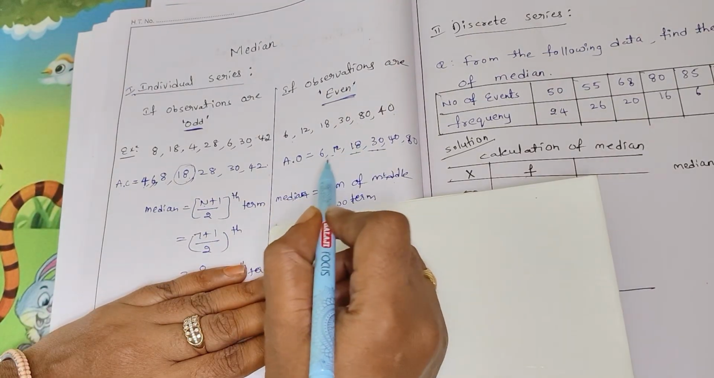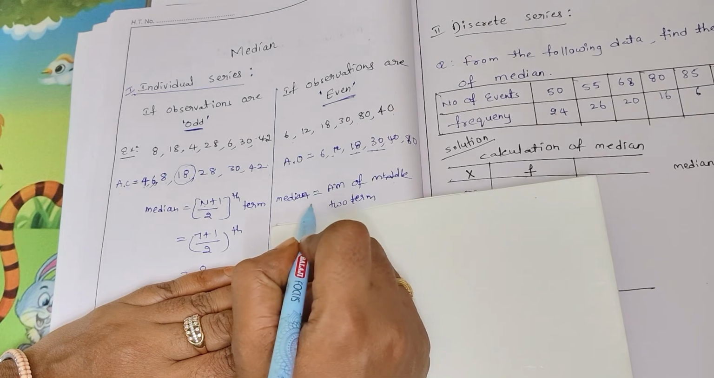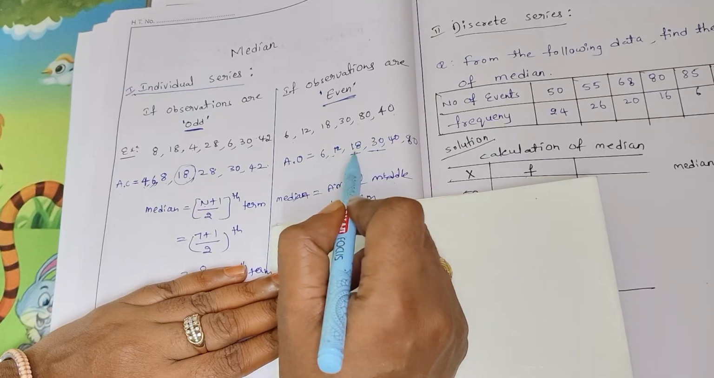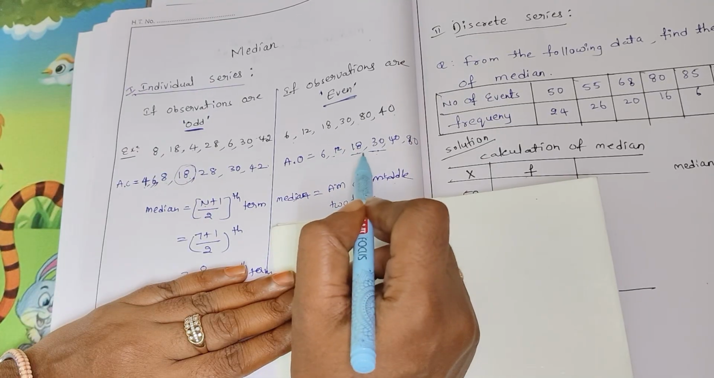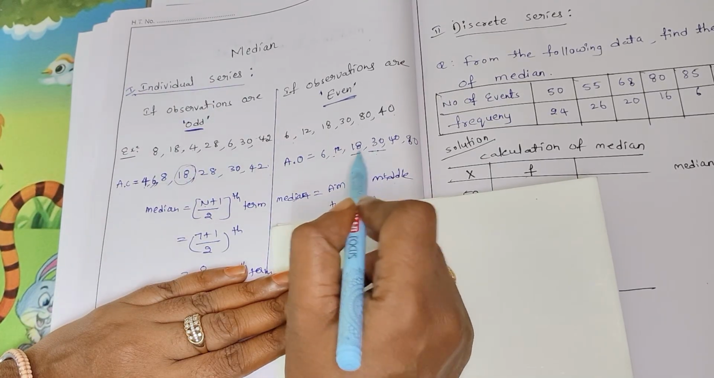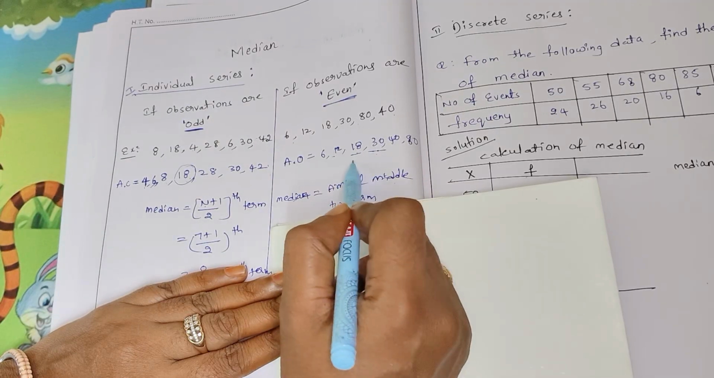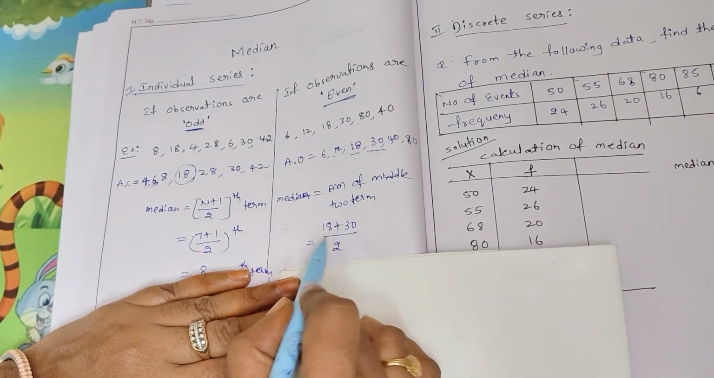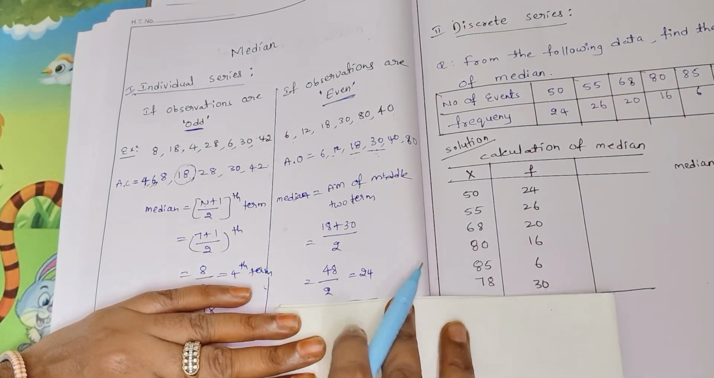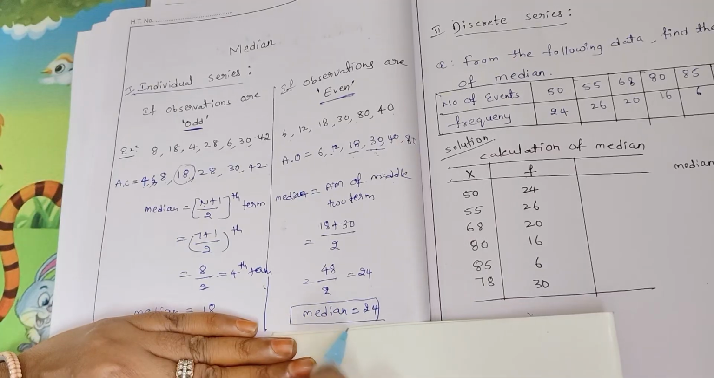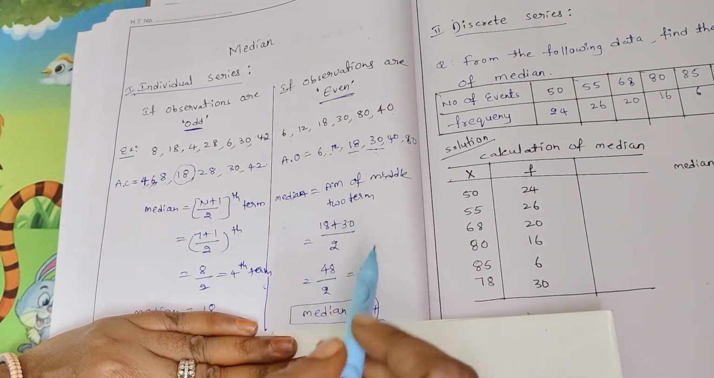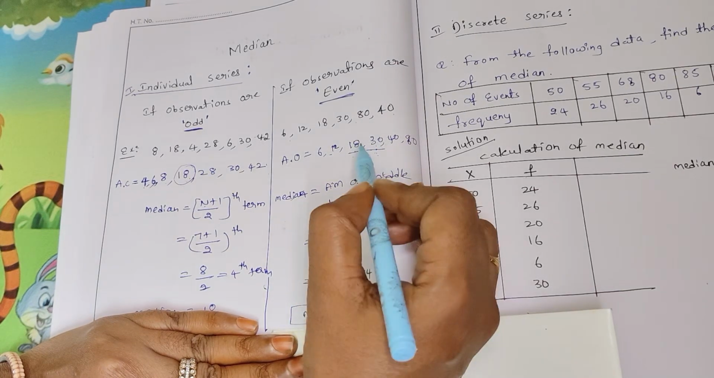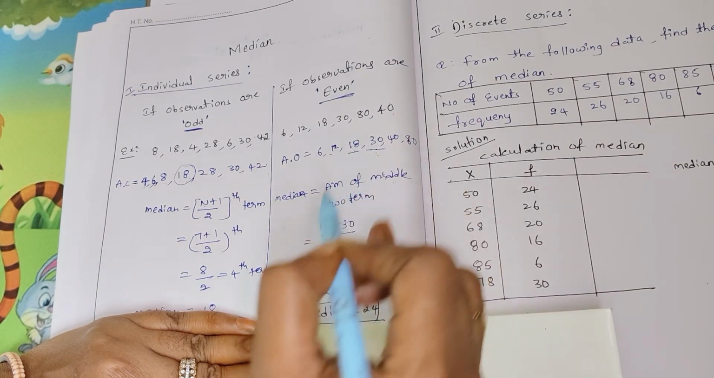If your observations are even, we calculate the median by using the arithmetic mean of the middle two terms. In this series, the two middle terms are 18 and 30. We cannot identify which one is the median, so we will use the mean of these two numbers. The mean of these two numbers is nothing but the average of these two numbers. 18 plus 30 divided by 2, that is 48 divided by 2, which equals 24. So our median is 24 if there is an even number of observations. The median is in between 18 and 30 only. See here, 24 is available in between 18 and 30.